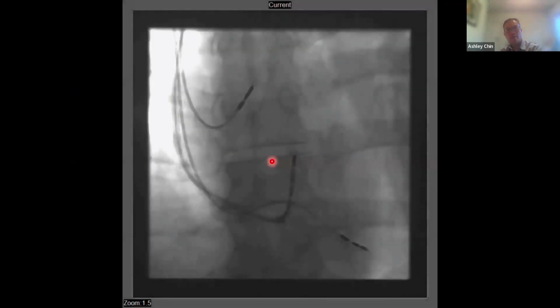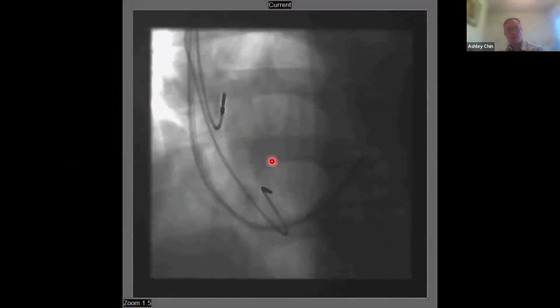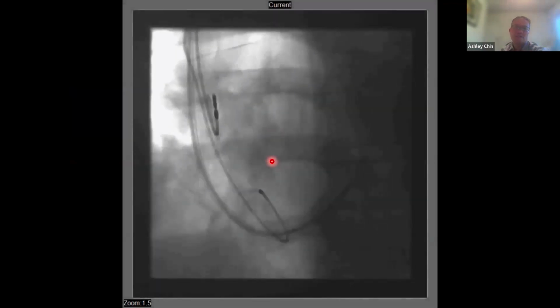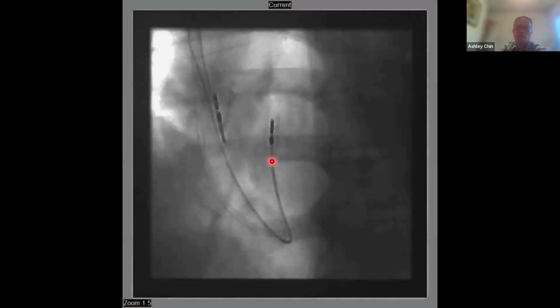I've gone to the LAO view. So let me just come back there. Okay, I've gone to the LAO view. I've crossed the spine now. And there I'm advancing the outer sheath over the catheter, and I'm withdrawing the catheter. So I know I'm in the coronary sinus. So that's the LAO view. I've moved now to the LAO view to check that I've crossed the spine.